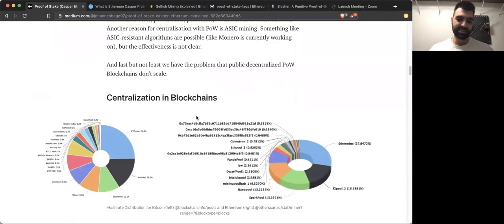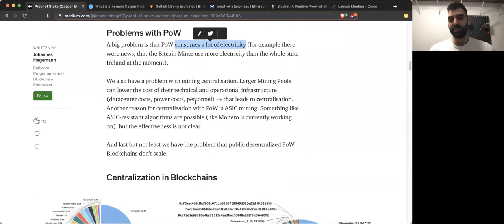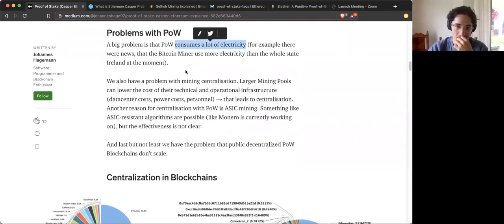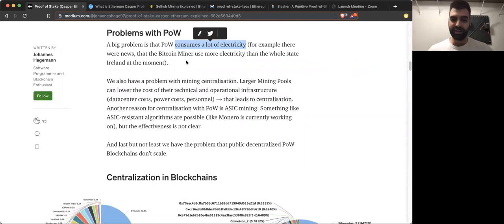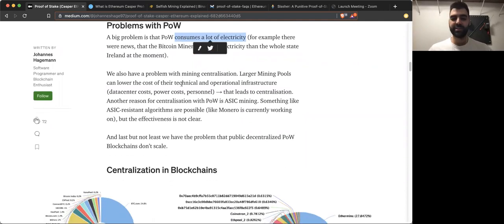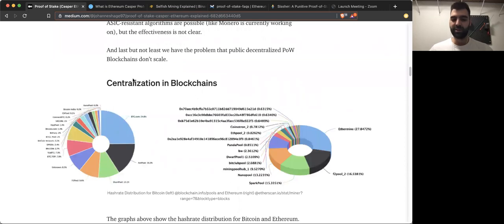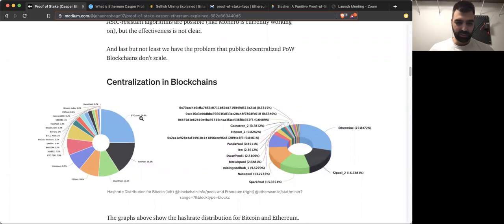Okay, and another problem, obviously, is that it costs so much money to mine, and your mining power depends on how many miners you can afford. There's a centralization of the mining power right now. So in this graph, you can see that 24.8% of the mining comes from BTC.com, for example, and there are even six entities that control over 7% of the mining power each on the network.